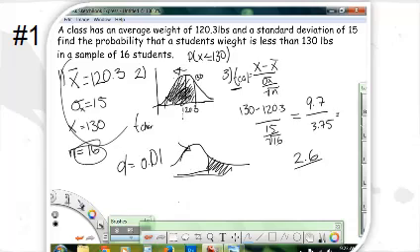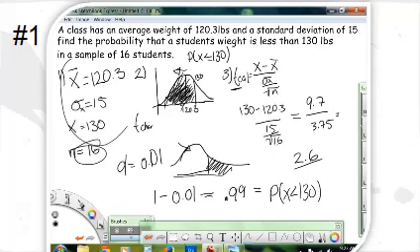And so to get that side, you'd have to subtract it from 1 so that you can get this value. So it would be 1 minus 0.01, so that you can get this one. So you get 0.99. So the probability of x being less than 130 pounds in the sample of 16 would be about 99%. And we get that because you multiply that by 100 to get the percent.